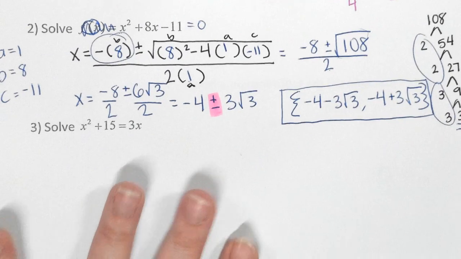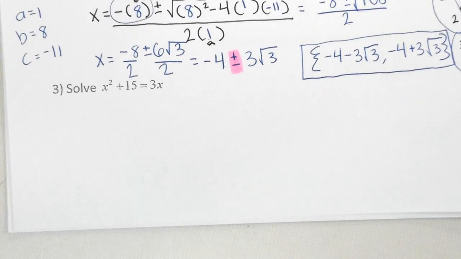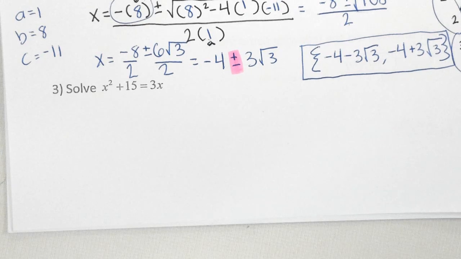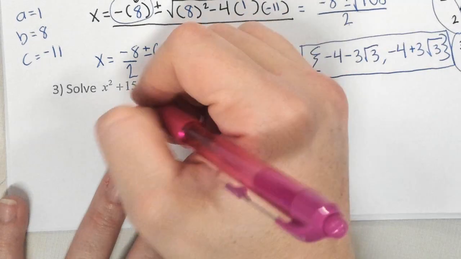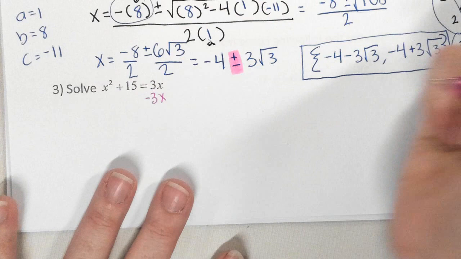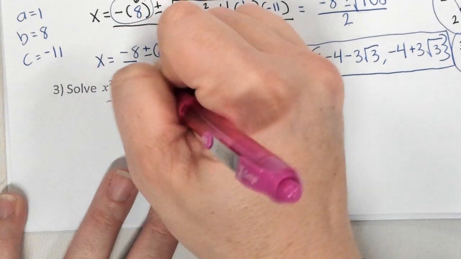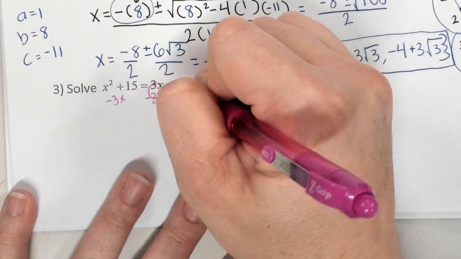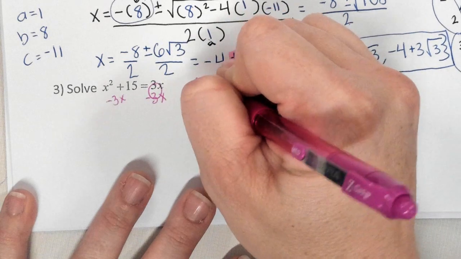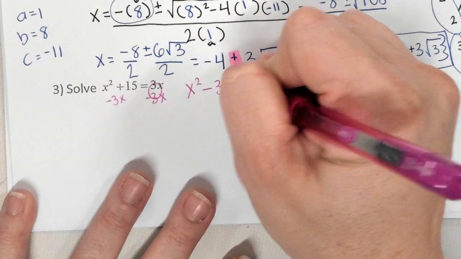What do we do? It's not equal to 0, so what do I need to do? Subtract 3x. And where does it go? The middle. And what am I left with? X squared minus 3x plus 15 equals 0.